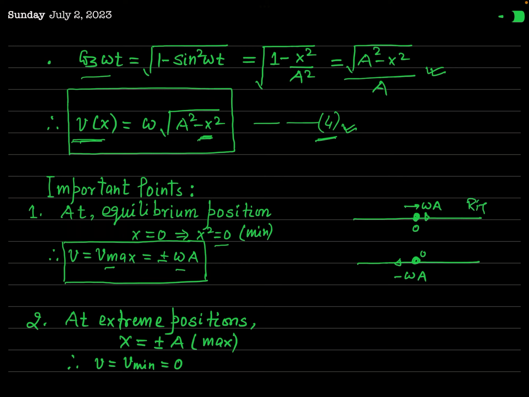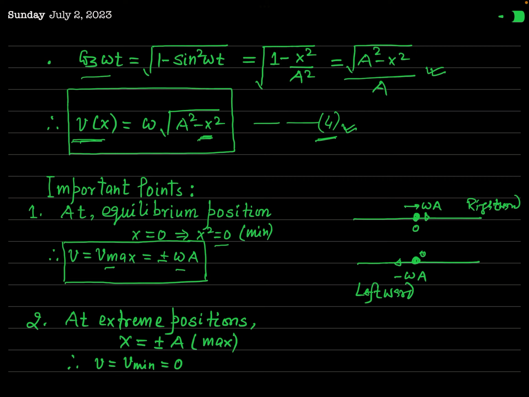When the particle is moving in the rightward direction and passes through the equilibrium position, the velocity is omega A. But if the particle is passing through the equilibrium position while moving in the leftward direction, in accordance with this figure, then we take v equal to minus omega A. The value of velocity in both situations is the same. This minus only indicates that the particle is crossing the equilibrium position in the leftward direction.